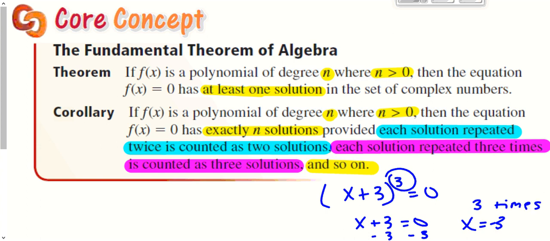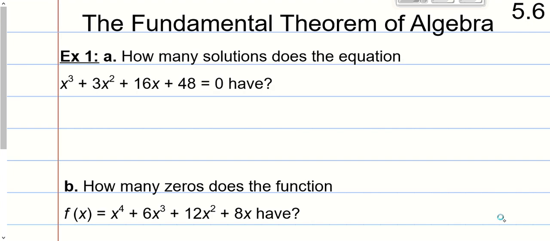There may also be times that you solve them separately and have the same solution happening multiple times. So just make sure and count all of those solutions individually. All right, so let's go ahead and get started here.